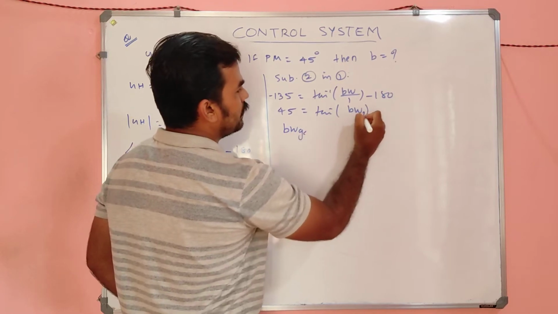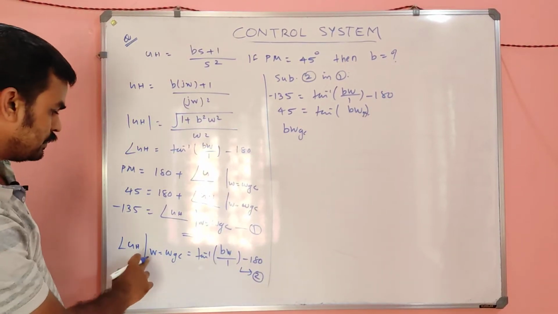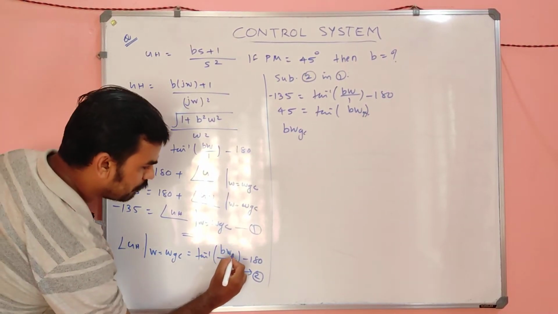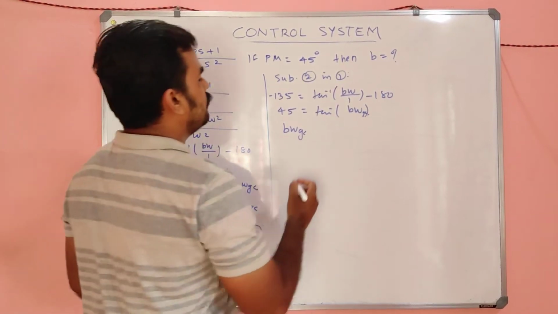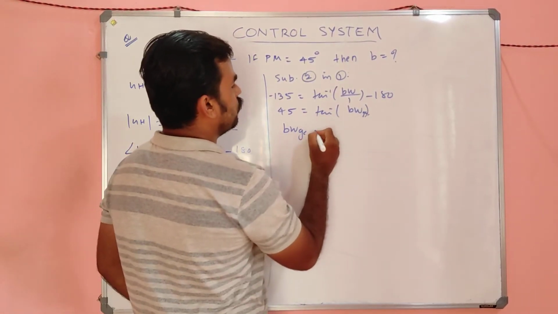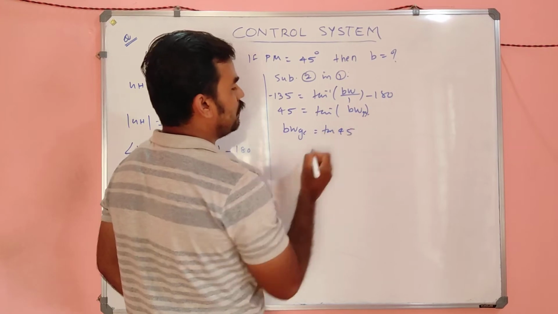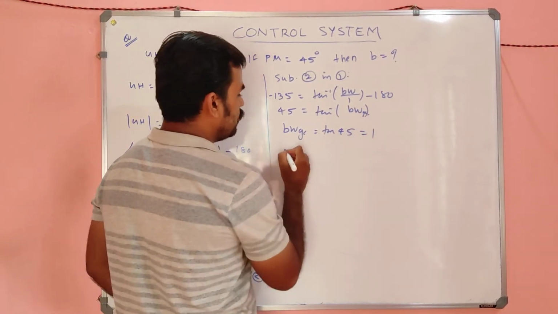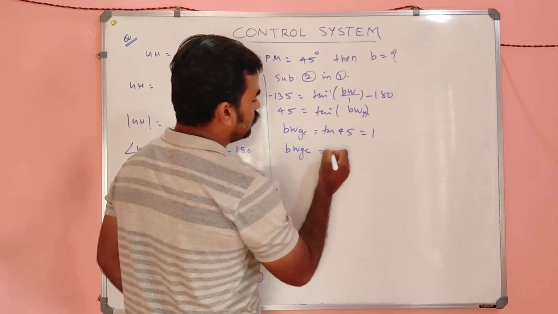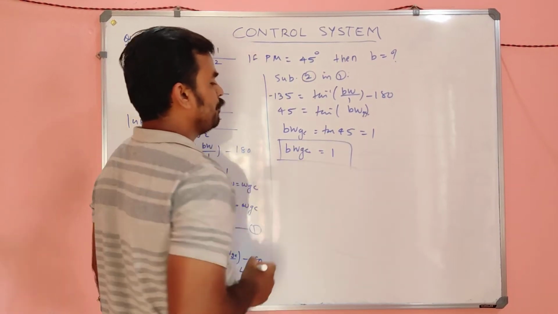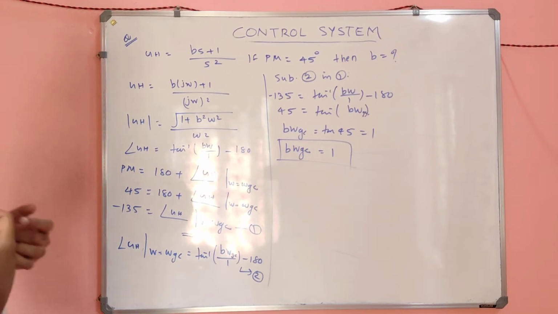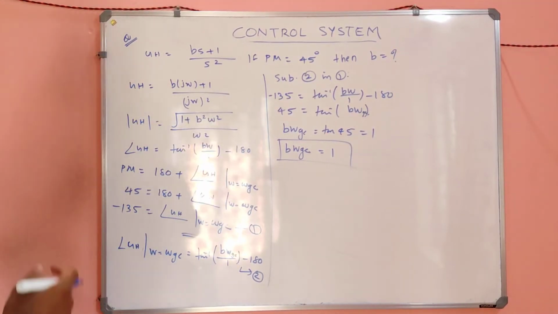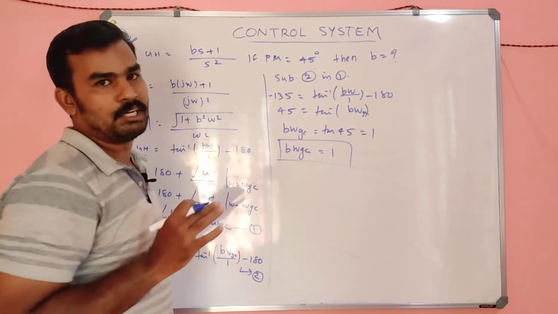You can write B omega GC because it's the gain crossover frequency now. Then B omega GC will be equal to what? Tan 45. What is tan 45 here? Tan 45, which is nothing but 1. So B omega GC equal to 1. There is an equation. Our aim is to find B, right? So omega GC you have to calculate from this.